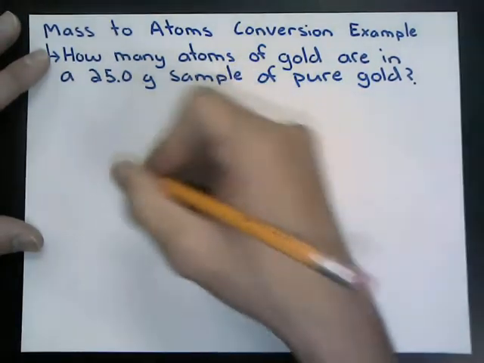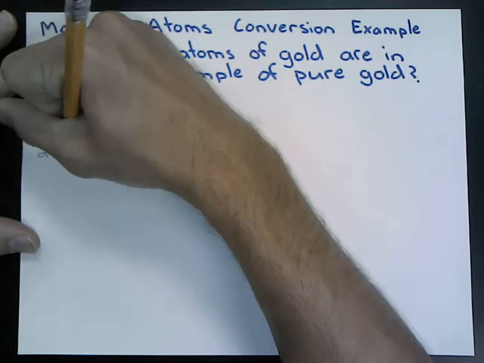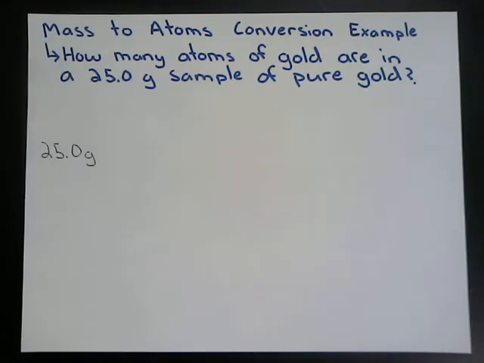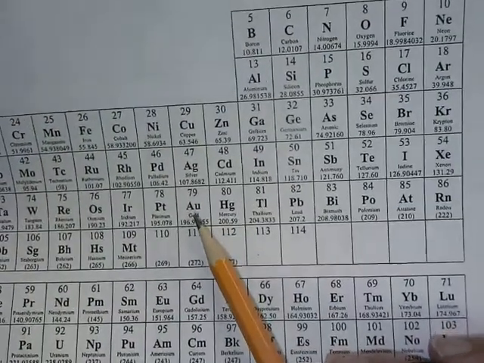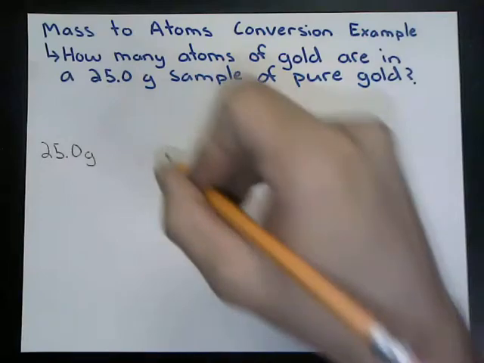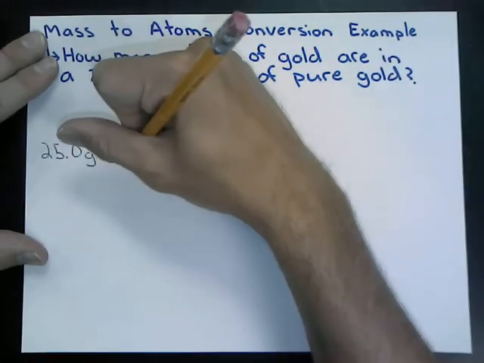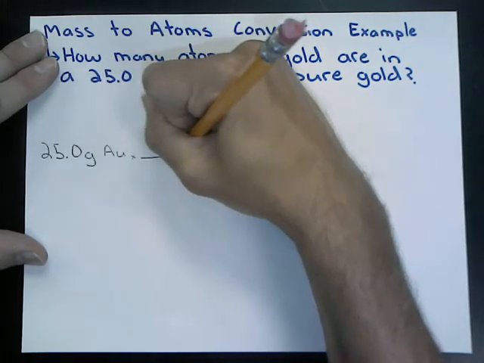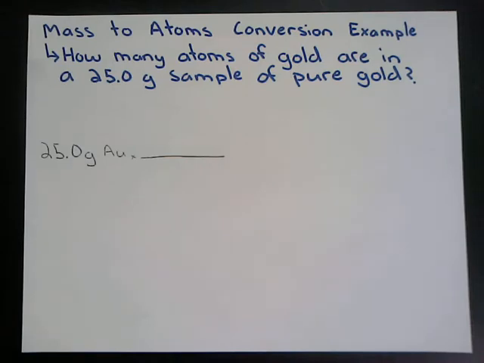So we have right now 25.0 grams of gold. Now, in case you don't know what the symbol for gold is, it is Au. So we have 25.0 grams of gold, and we first must go from grams of gold to moles.